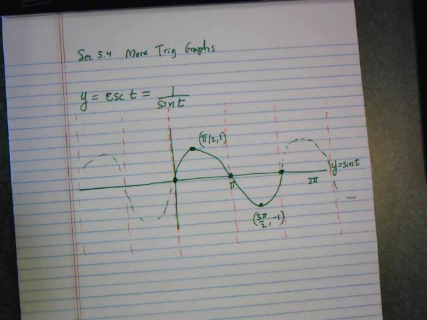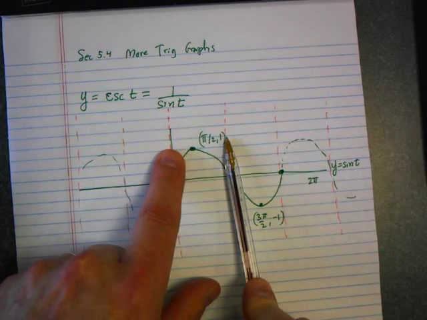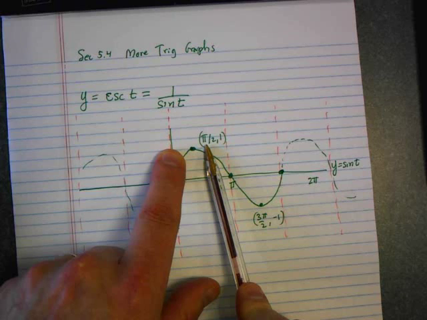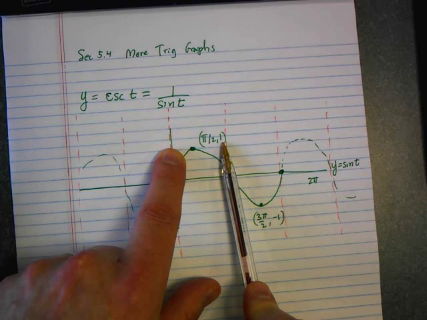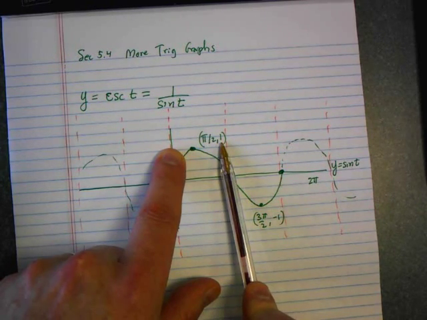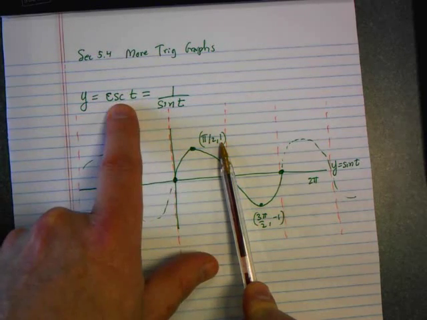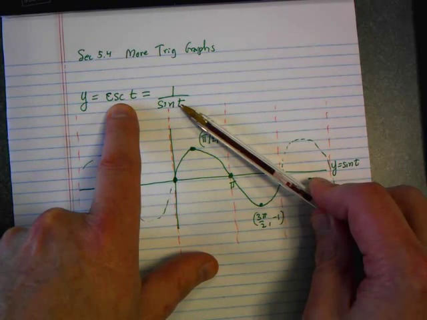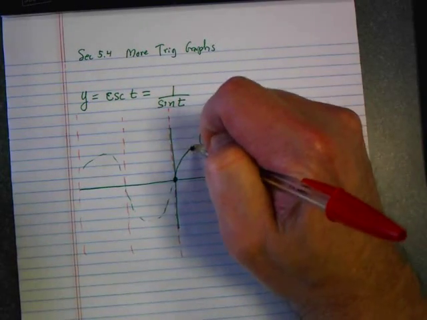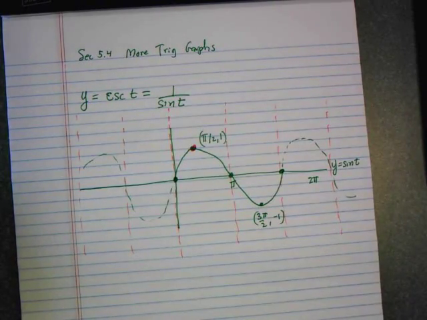All right, what's going to happen in between these two vertical lines? Well, what happens at pi over 2? Sine of pi over 2 is? It says so right here. Sine of pi over 2 is 1. So cosecant of pi over 2 is going to be 1 over 1. 1 over 1 is still 1. So I'm going to have that dot right there still for my cosecant graph.